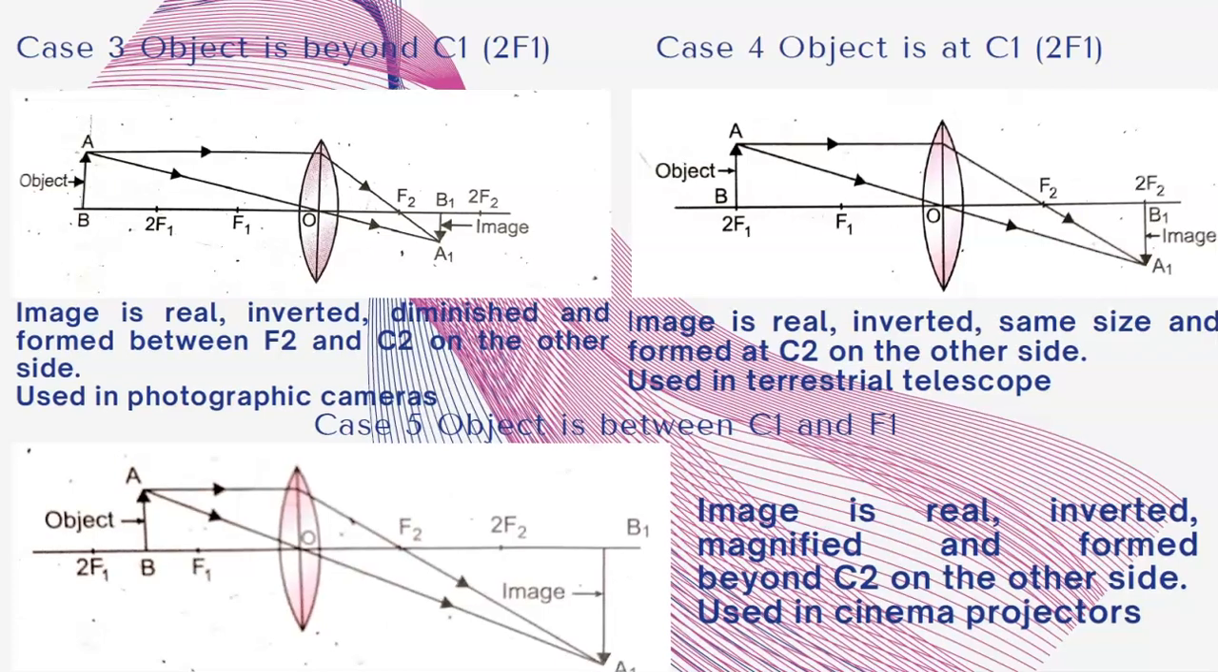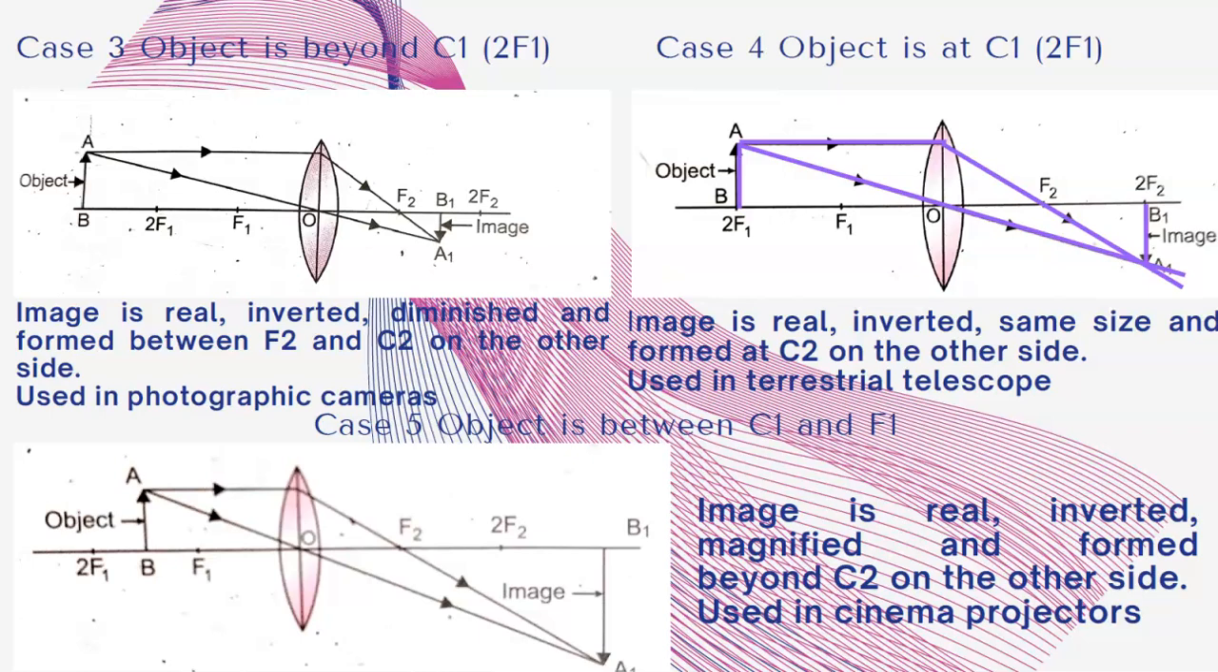Case 4. The object is coming slightly closer and now it is at 2f1, that is also known as C1. So AB is the object which is placed exactly at C1. One ray of light from the head of the object passes through the lens. It is refracted and it goes along this path. Another ray of light always goes through O, which goes straight without any bending. Both the rays meet at a point and we get an image formed exactly at 2f2 on the other side.